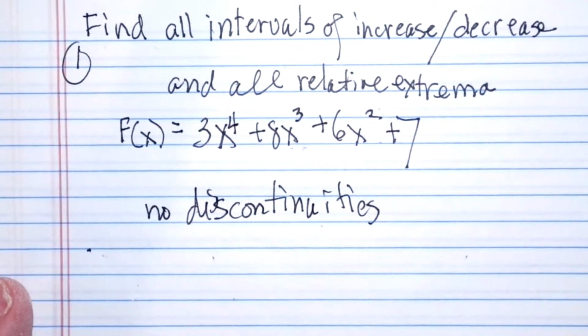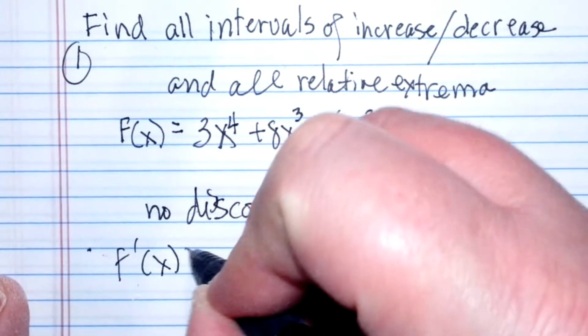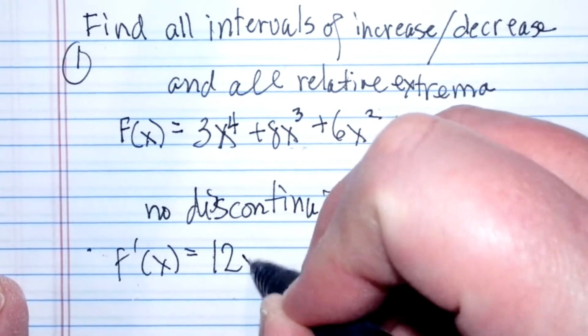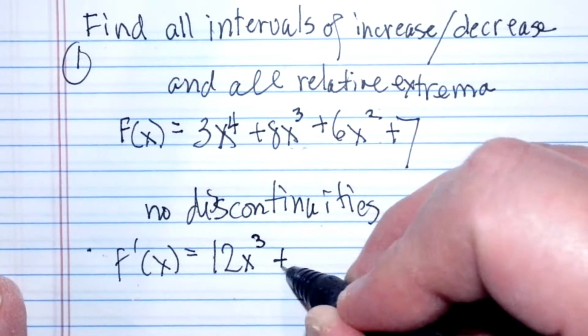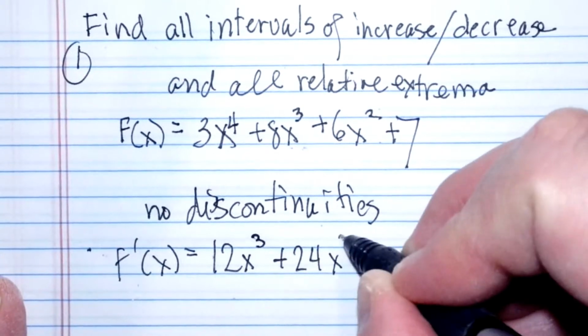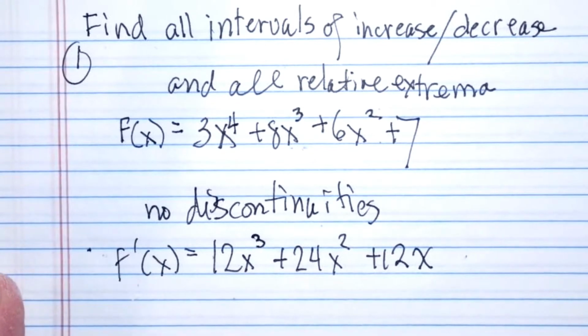Now, we need to look for critical numbers. Well, remember, to find critical numbers, we need to look at the derivative. So we look at the derivative. F prime of x is 12x to the third plus 24x squared plus 12x.